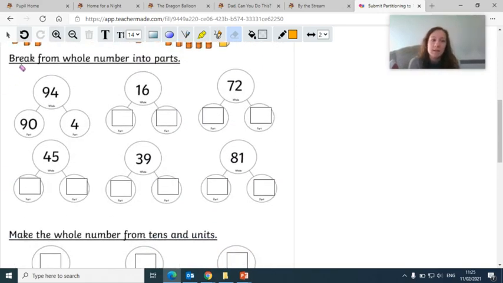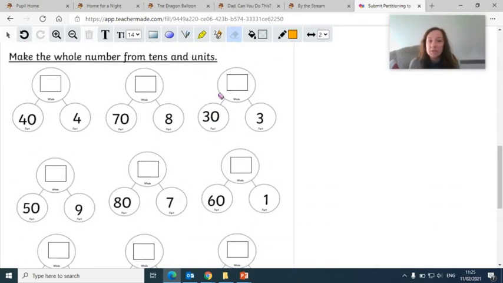And then when we get down here, it says break from whole numbers into parts. So we're breaking from the whole number into our 2 parts. So this is like our spaceship type thing again, okay? So this example has 94 as our whole number at the top, and then it's split into 90 and 4. Okay? So let's try it with 16. If we're going to split it into tens and units, how many tens will we have? Great. 1 block of 10. And how many units? 6. Excellent. Okay. So you would keep going that way.